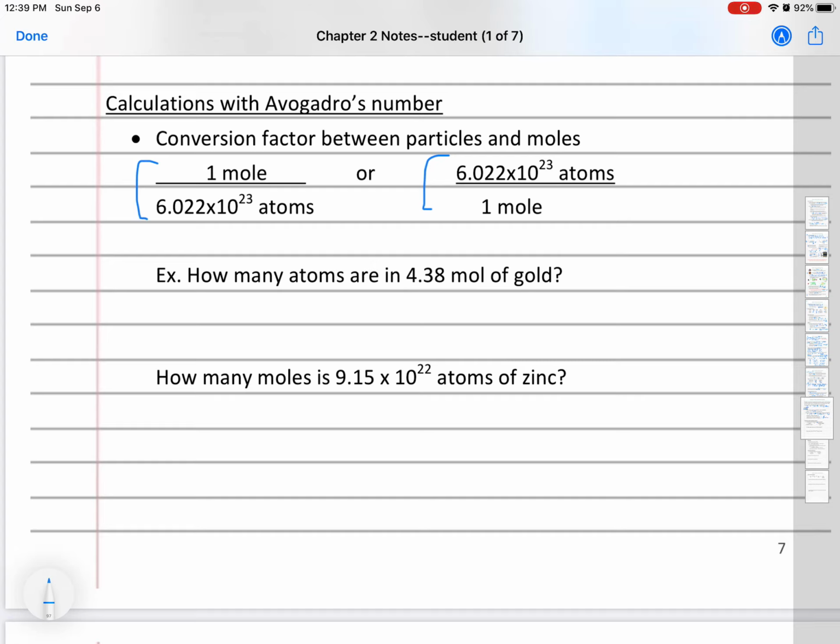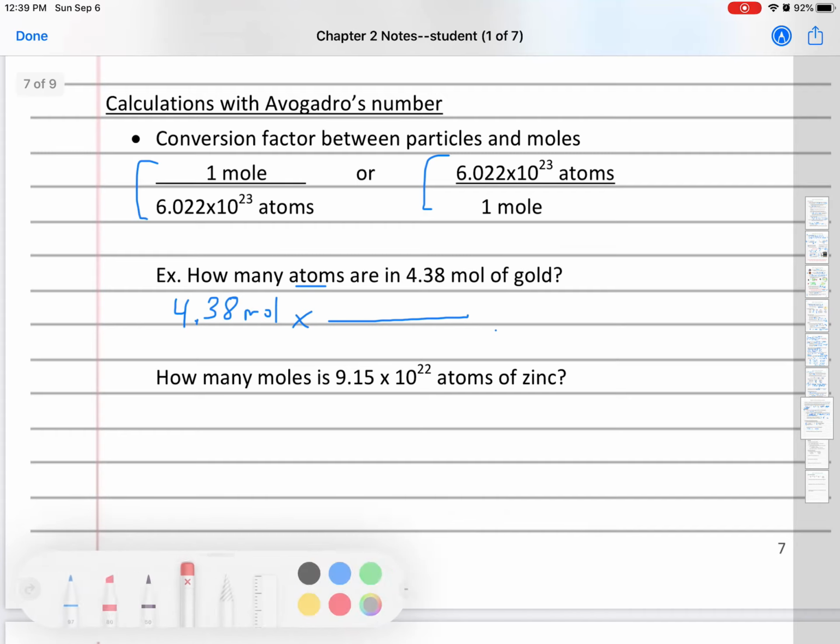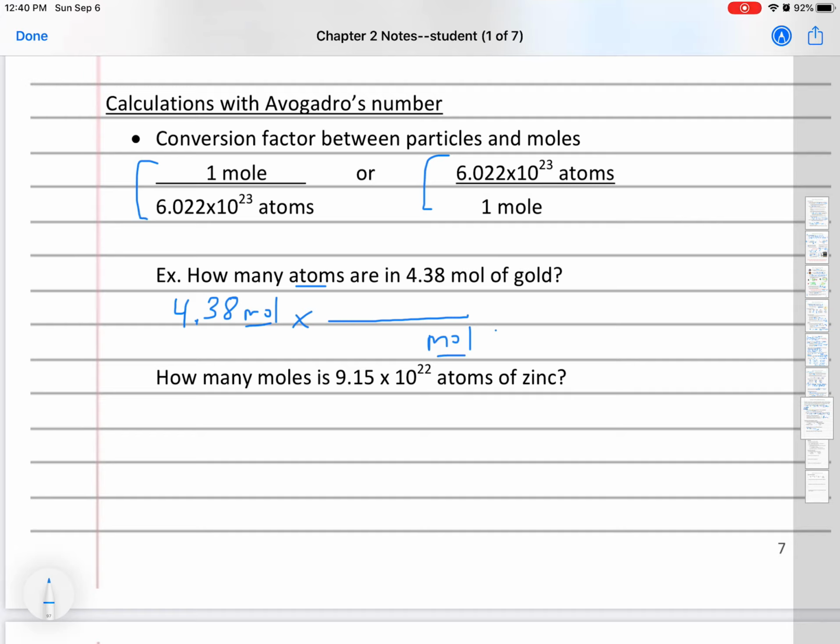Example question. How many atoms are in 4.38 moles of gold? So we take what we're given in the problem. It gives us 4.38 moles, and we need to convert it to atoms. And the conversion between moles and atoms is, of course, Avogadro's number. So we're going to multiply it by a conversion factor where we have moles on the bottom, because we have moles up here and we want them to cancel out, and then we'll have atoms on top.